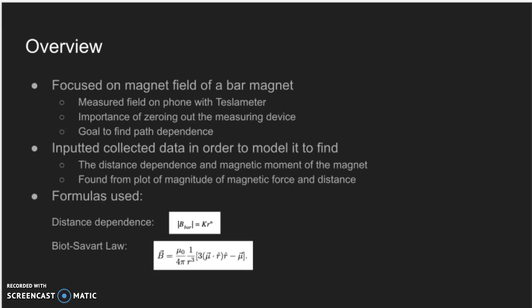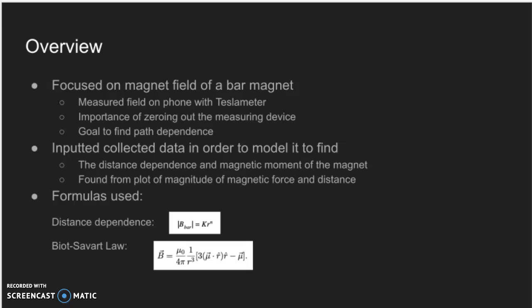So first, an overview. This lab focused on the magnetic field of bar magnets and measured the field on just a normal iPhone with the app Tesla Meter. To begin this lab, it was very important to zero the measuring device out. This was so that the magnetic field of the Earth would not affect the measurement data that we were then recording. The goal of the lab was to find the path dependence of the magnetic field formula.